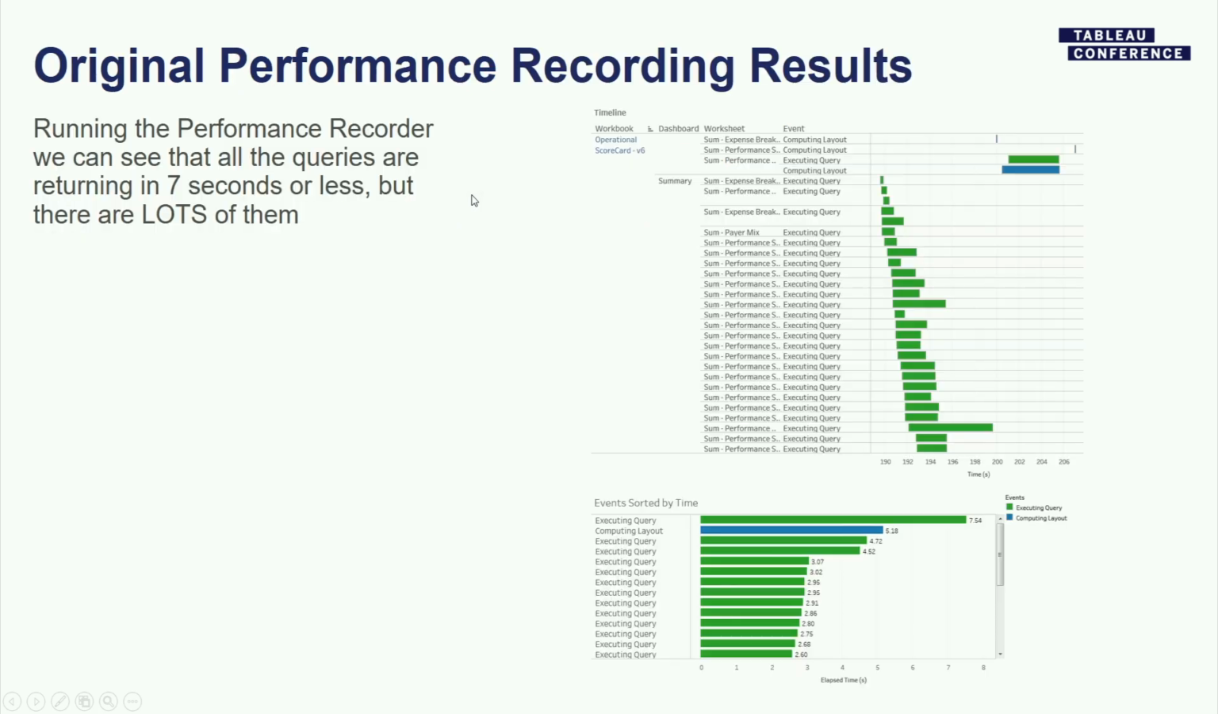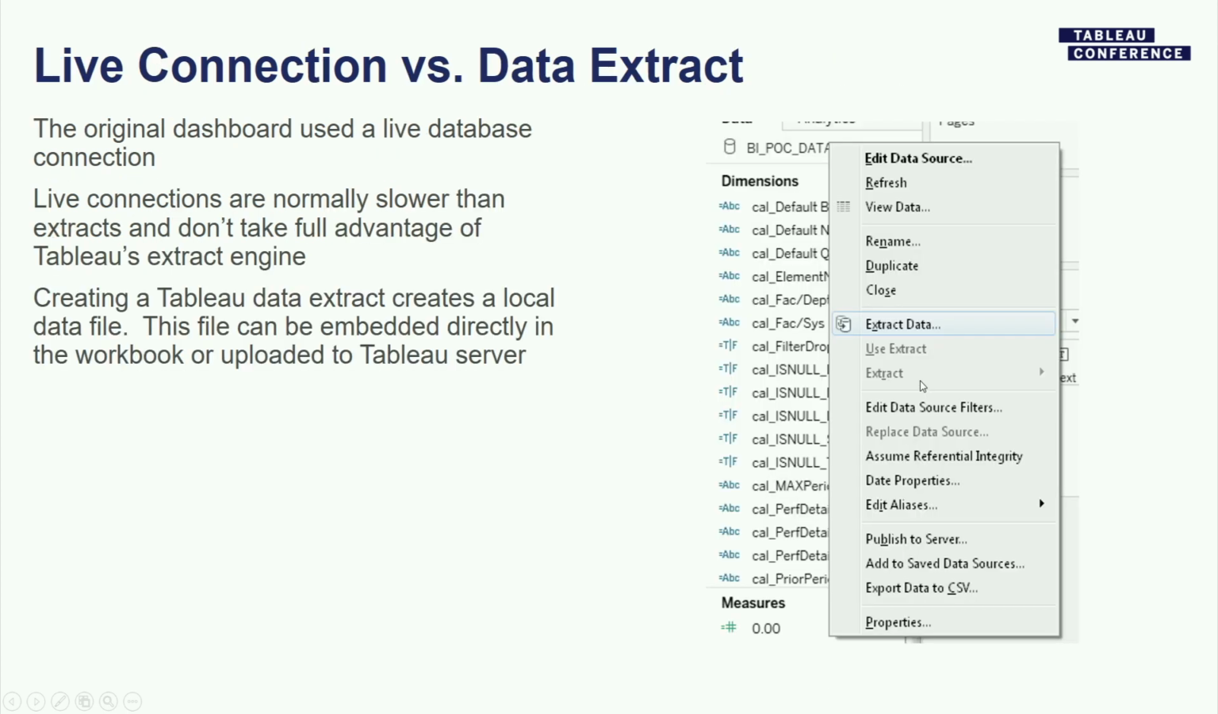So we took a look at it and immediately ran our performance recorder on it, and we saw that everything is returning fairly fast. Our longest running query was 7 seconds. Nothing really stood out as being super slow, but there's a lot going on. We've got a ton of queries happening. But we also noticed that it was using a live connection. So step 1, easy fix. Let's just change that to an extract.